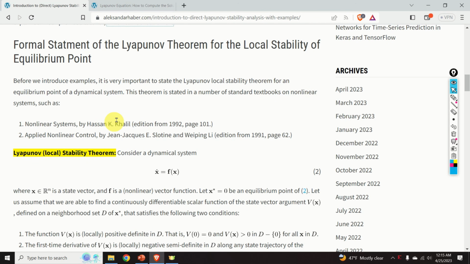Before we introduce examples, it is very important to state Lyapunov's local stability theorem for an equilibrium point of a dynamical system. This theorem is stated in a number of standard textbooks on nonlinear systems, such as, for example, this book, Nonlinear Systems by Hassan Khalil, and this is the edition I have from 1992. The theorem is stated on page 101. Another book that I like very much is Applied Nonlinear Control by Jean-Jacques Slotine and Weiping Li, and this is the edition I have from 1991. The theorem is stated on page 62.